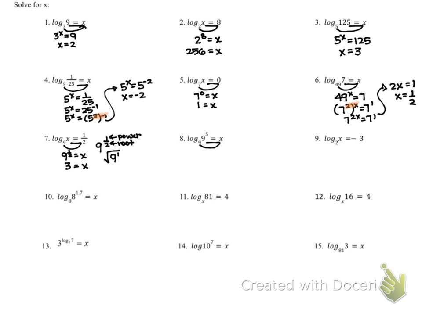Okay, next one. This is going to give me 9 to the x is equal to 9 to the 5th. Don't need the 9s anymore. x is equal to 5.